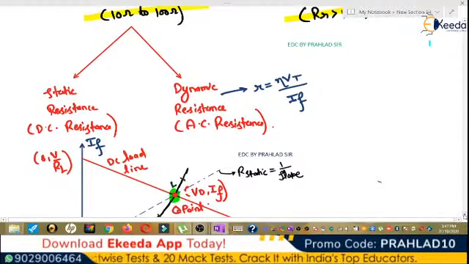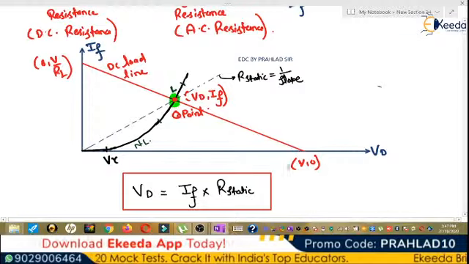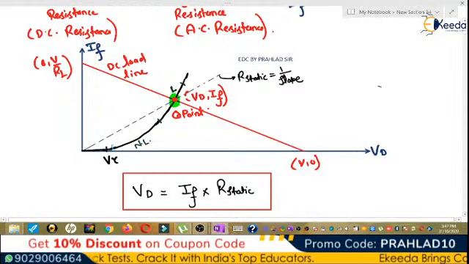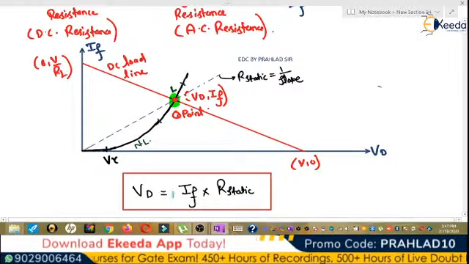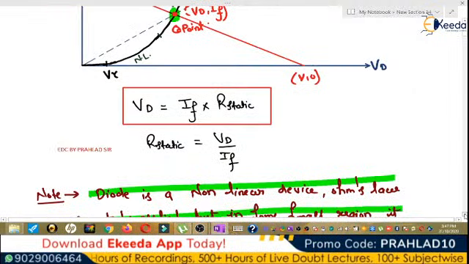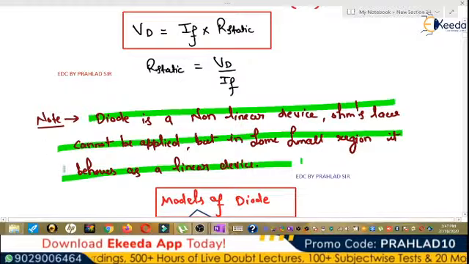Talking about the static resistance, when we draw the forward characteristic of the diode, it is the intersection point of the DC load line and the forward characteristic of the diode. So this is the Q point. So the Q point is Vd comma If. So Vd is If into R static. So static resistance is Vd by If.